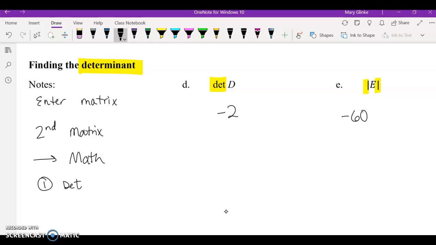And we should get -60. So that's a little bit about using our calculators. And we will be using our calculators for our next skill that we want to do.